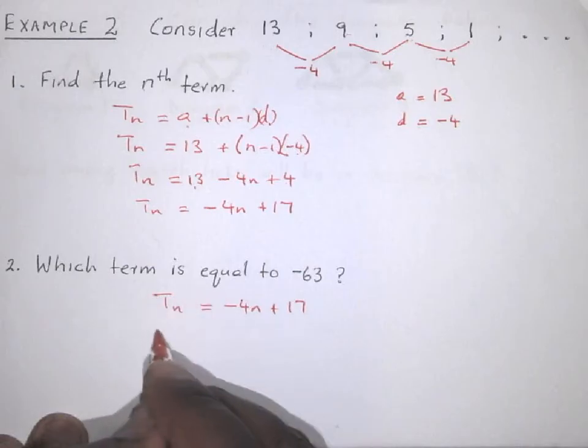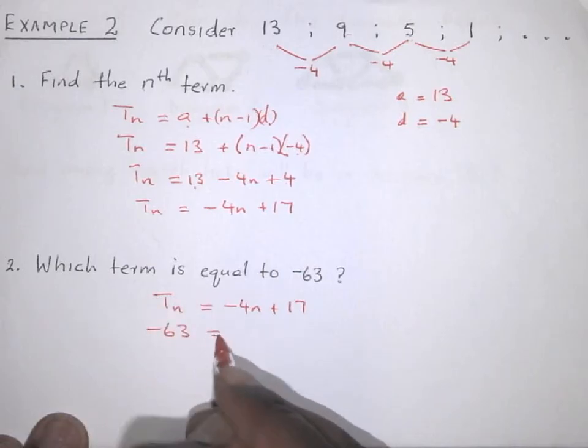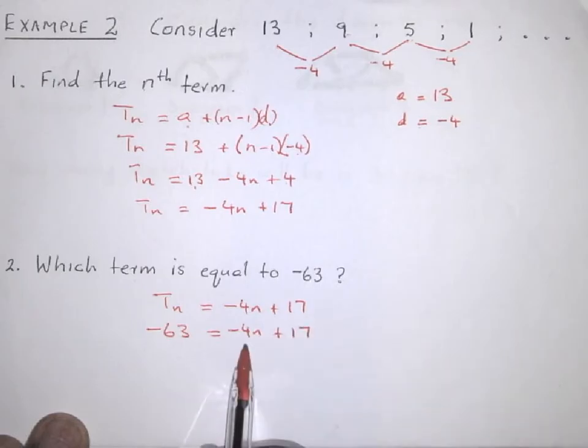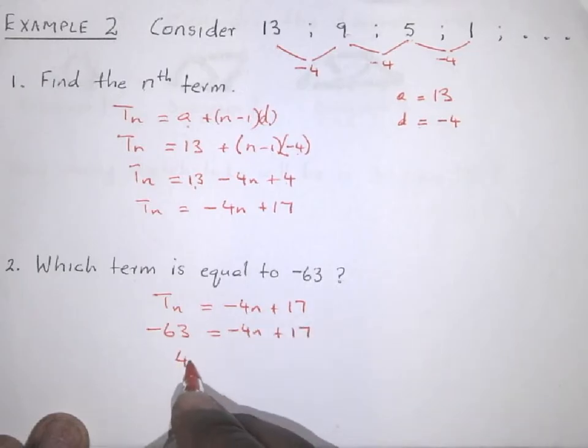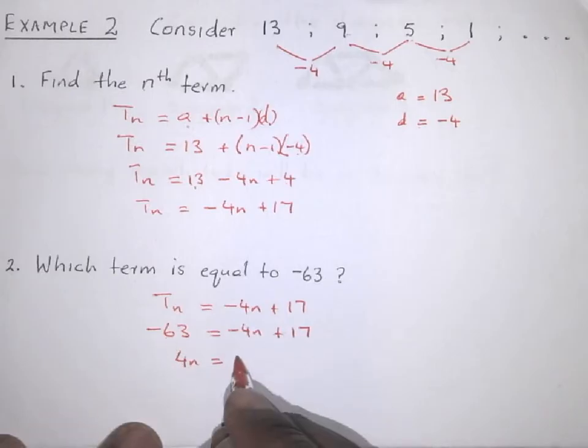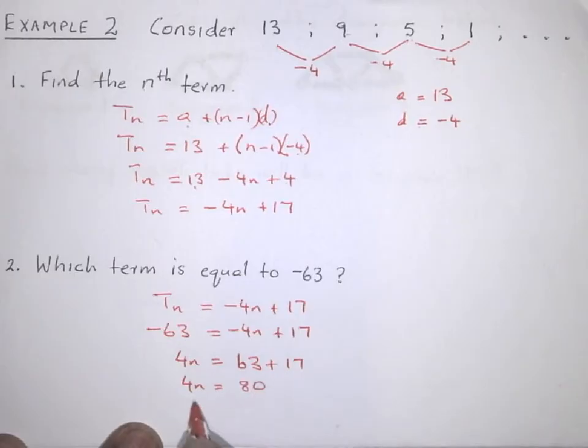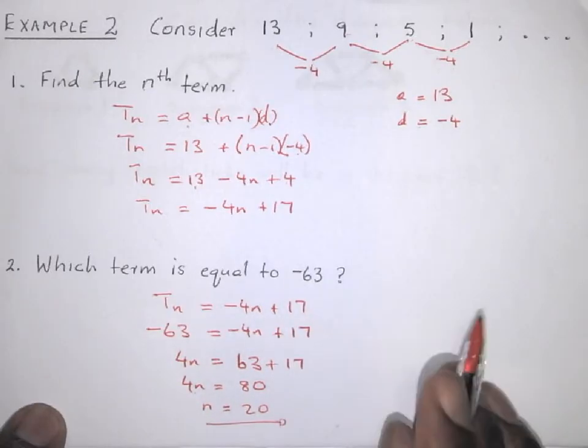So this whole thing: minus 63 is equal to minus 4n plus 17. We are solving for n. Take this across and you'll get 4n is equal to a positive 63, then plus 17. So 4n is equal to 63 plus 17, that is 80. So if I divide by 4 on both sides, I'll get n is equal to 20. So which term will be equal to that? That will be the 20th term.